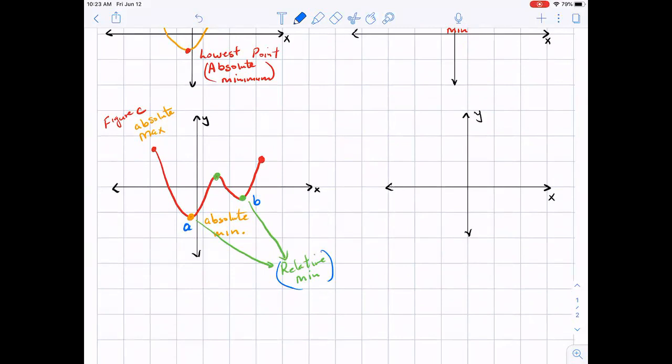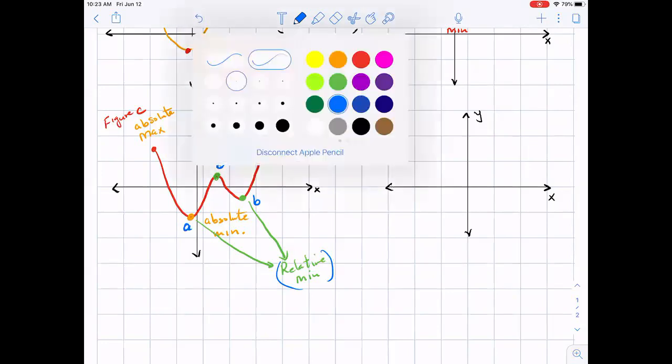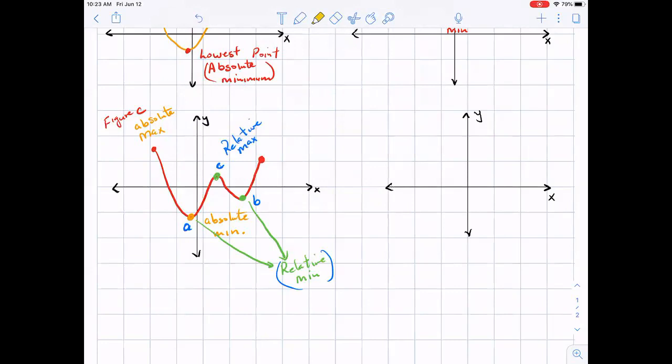So that brings us to this point. If you look at this point C, that C point is a high point relative to its surrounding points. So this point here would be a relative max. Now this point here that you're looking at is not a max. It is not a relative max because you can find points to the left of it, but you can't find points to the right.